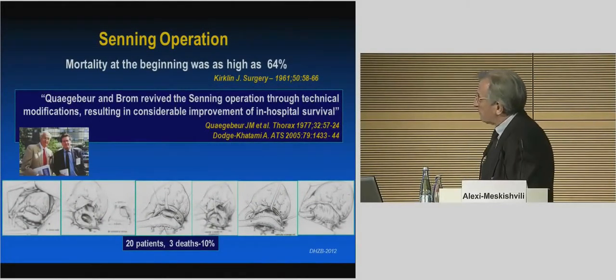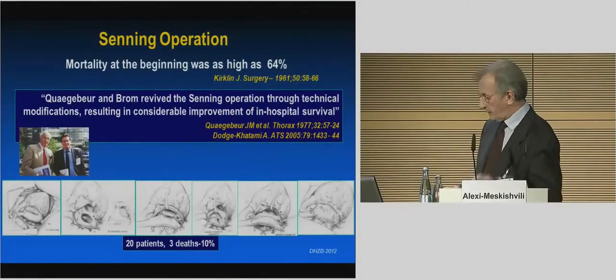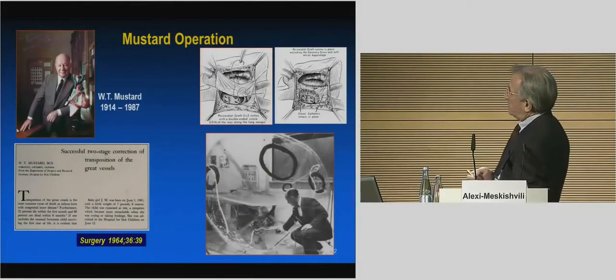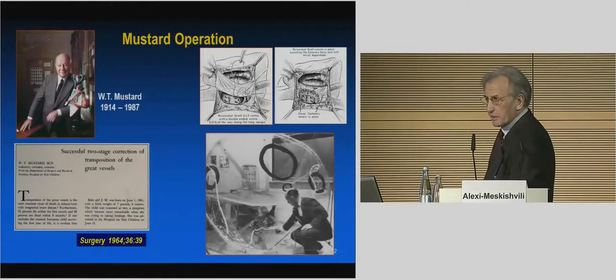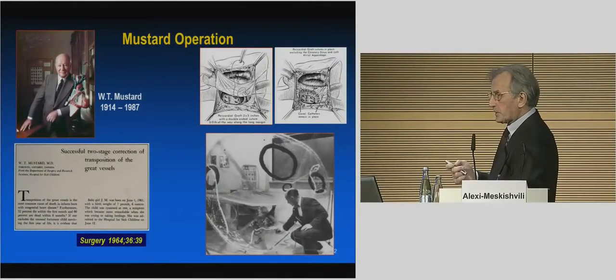But the Senning operation was difficult to perform. Many surgeons don't really understand how to do the Senning operation. They started to do the Mustard operation, which seemed to the surgeon the easiest to perform. And this is William Mustard. This is his operation, very similar to the Albert operation. When Mustard was asked what is the difference between the Albert operation and his operation, he answered, "My name, he is not." And this is maybe the difference, because basically it is the same operation.